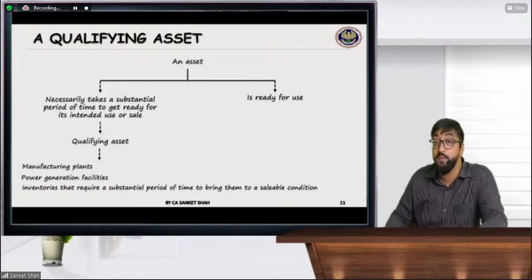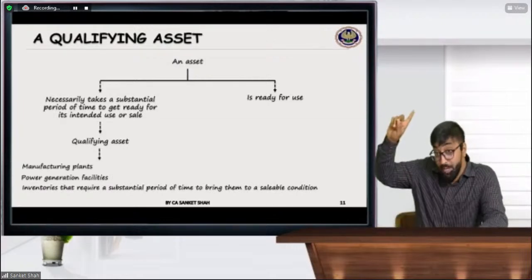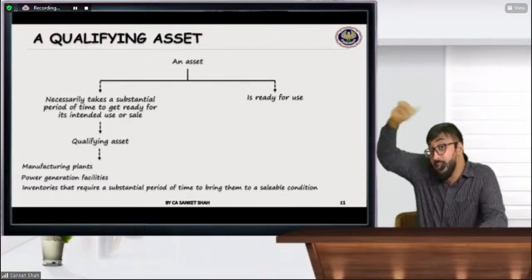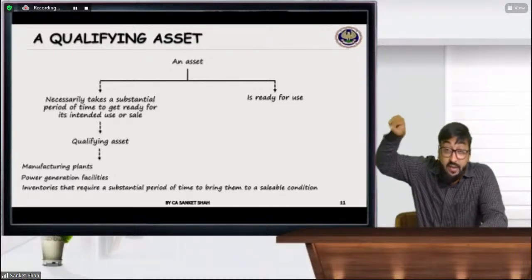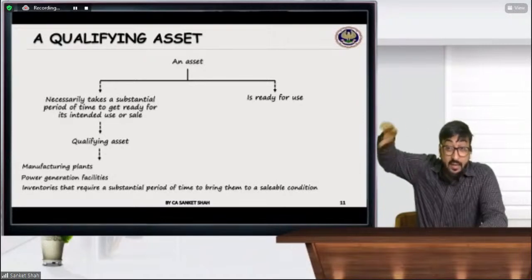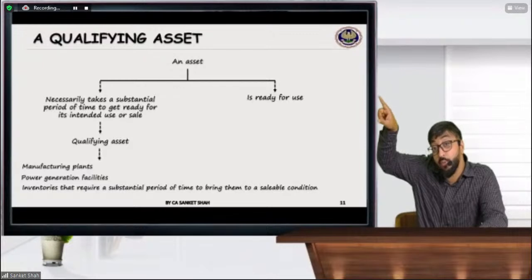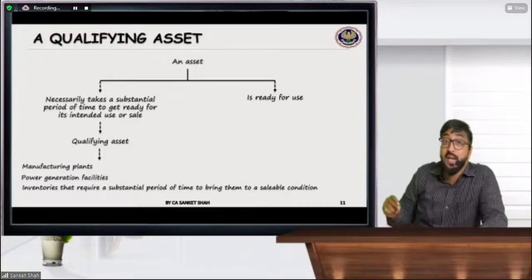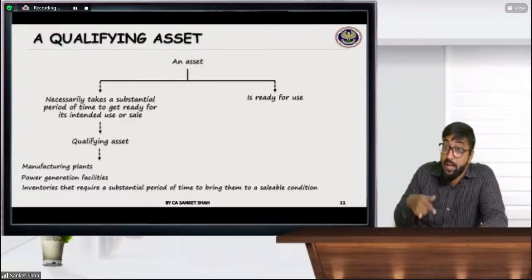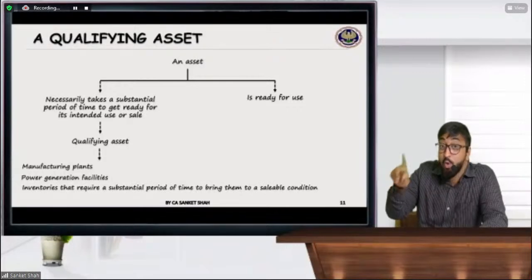Those who followed me from the very first day, from foundation, you remember I explained in inventory valuation that interest cost on a qualifying asset, that is the wine example. Wine. Those who saw my sessions on inventory valuation: inventories that require a substantial time to get ready and be brought to a sellable condition, those inventories are qualifying assets.